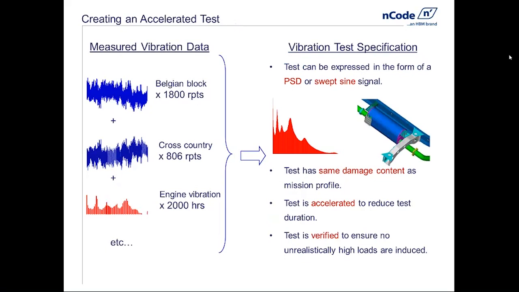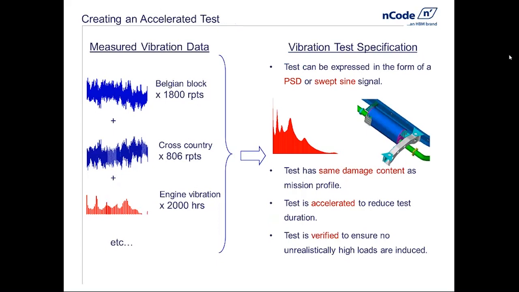So this whole idea of creating accelerated tests or understanding the durability impact of existing accelerated tests is this. On the left side, we have to understand the durability content, or the damage that's contributed from measured vibration data. Now, here I've got 3 different types of measured vibration. One is from the field called Belgian block. This is a particular maneuver on a car.